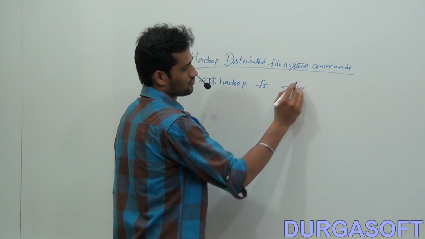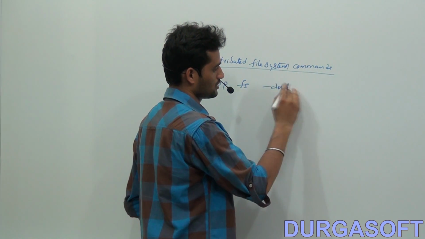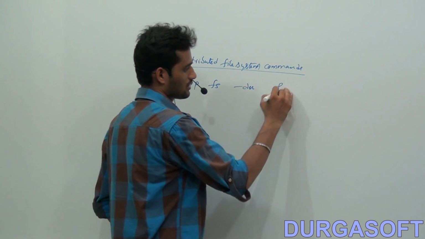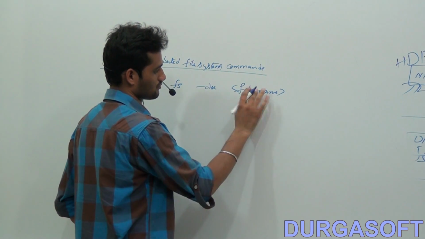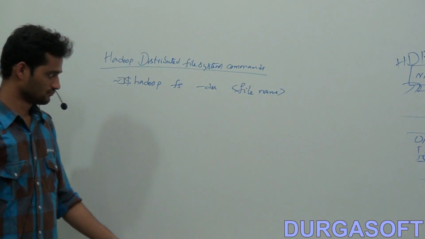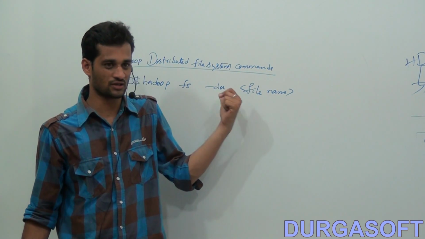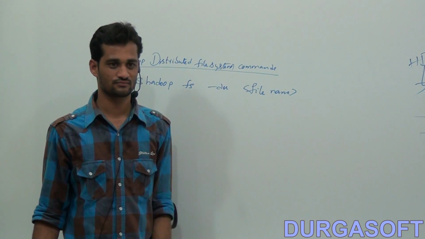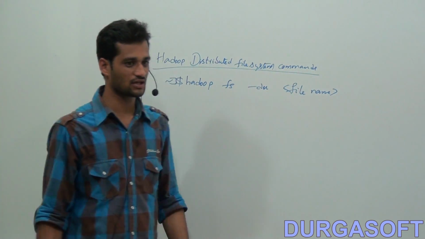Next, another one is -du, for displaying the disk usage. I give a file name here, and it will display how much space this file has occupied on your disk. The disk usage of this file will be shown with -du.